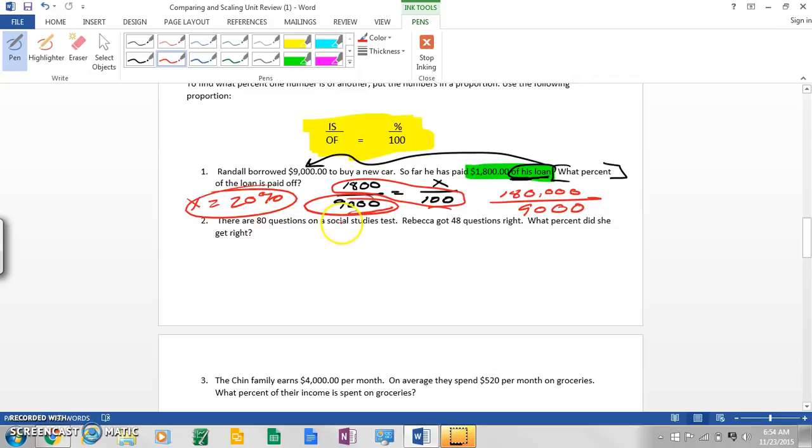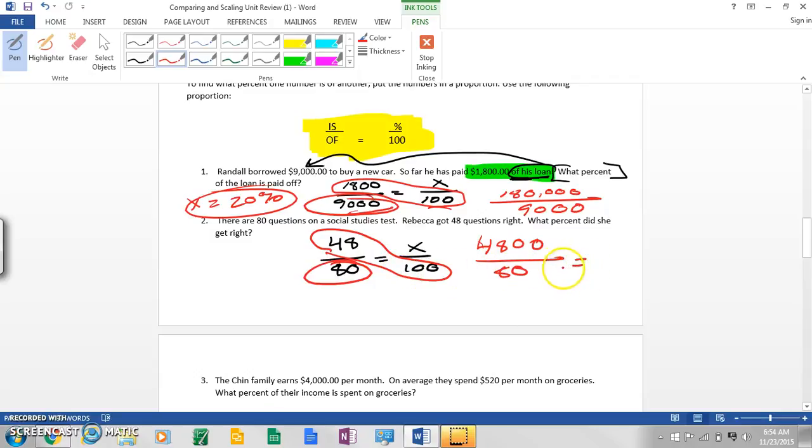This is a common situation. There are 80 questions on a social studies test. Rebecca got 48 questions right. What percent did she get right? Just think about if you've ever seen a test before. She essentially got a 48 out of 80. You're trying to find the percent over 100. You can use this even if you're doing a test and you're trying to figure out your grade. We're going to multiply these: 4,800. We're going to divide by 80. We're going to find out that she got a 60% on the test.